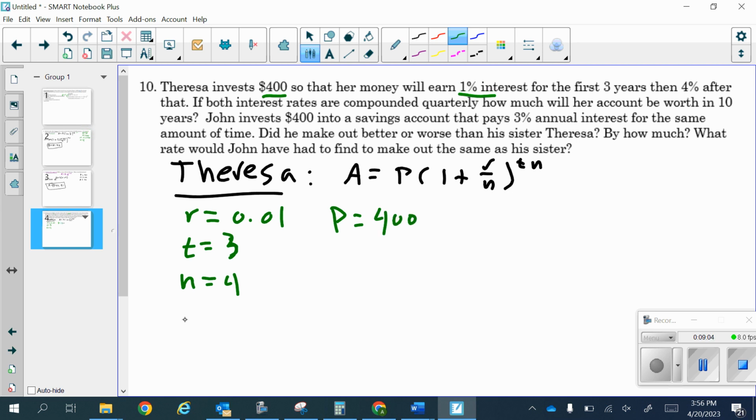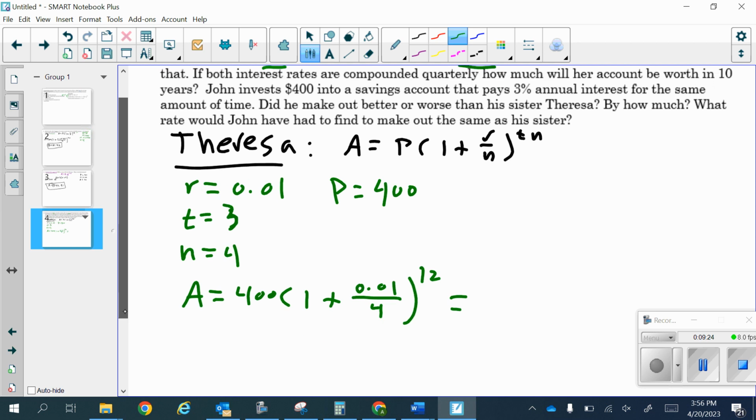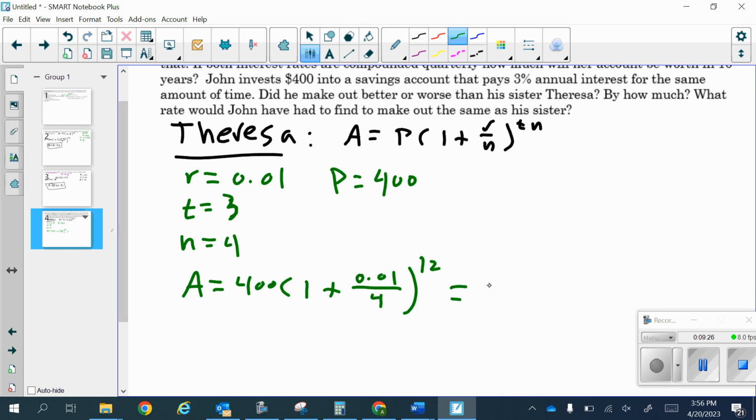So plug this in, and we get that the amount of money she'll have in her account after the first 3 years is 400 multiplied by 1 plus my R of 0.01 divided by 4, all raised to 4 times T, which is 12, or 4 times 3, which is 12. And when you do that, you end up getting that after 3 years, Teresa has $412.17 in her bank account. But I don't want to know how much she has after 3 years.